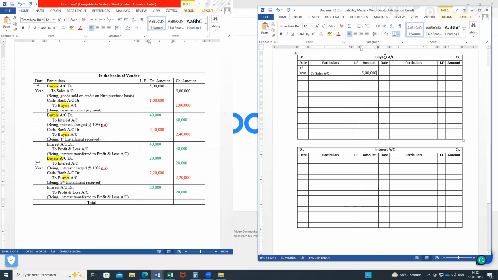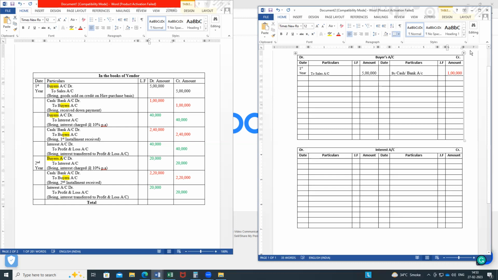To means credit. तो बायर्स अकाउंट के credit side में हम लिख देंगे, क्या लिखेंगे, cash और bank account. So we will write like this, by cash और bank account debit, and what is the amount, the same amount. Cash और bank account debit to buyer's account. I hope you are able to understand what I'm saying. यहाँ to buyer's account का मतलब है credit.